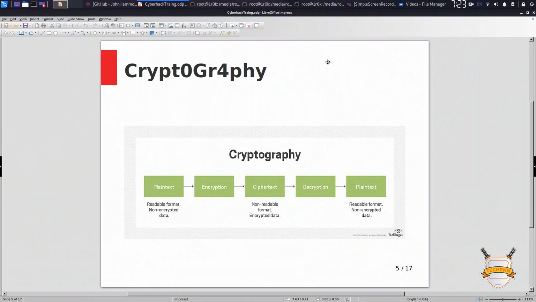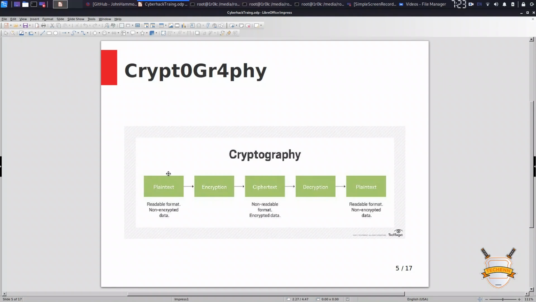Today we will start with cryptography. So what actually is cryptography? Cryptography is the process in which we convert plain text, or clear text, which is readable by a normal human, into a form which cannot be understood or read in a proper format. That is called cryptography.